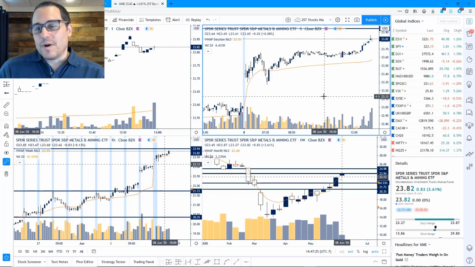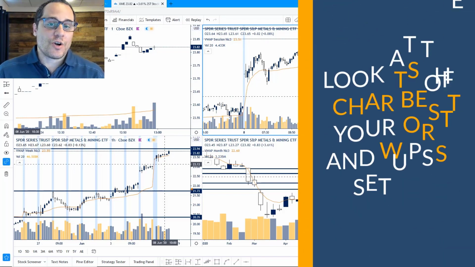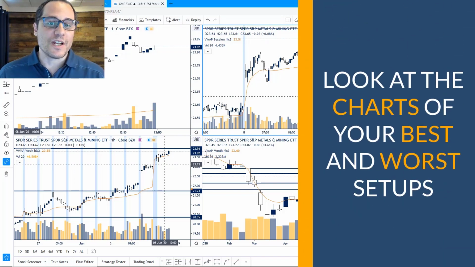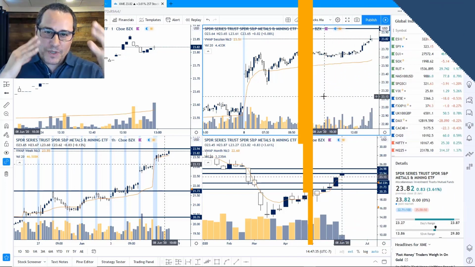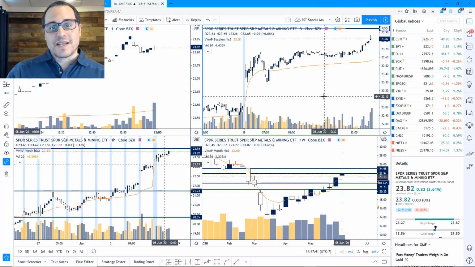And so, a lot of the time, one of the best things that you can do is to look at the charts of your best setups and your worst setups. What that will do is, as you continue to do that over time, you're going to start to build these kind of mental representations in your brain, and eventually your brain is going to build this database of what a really good setup that you may normally make money on looks like, and what a really bad setup is that you should avoid.